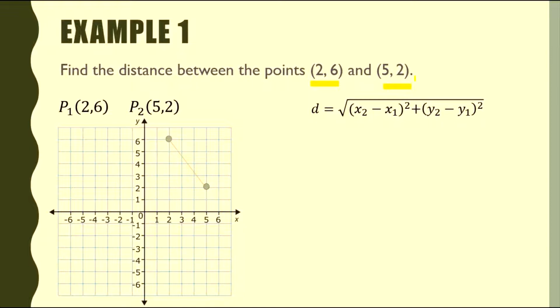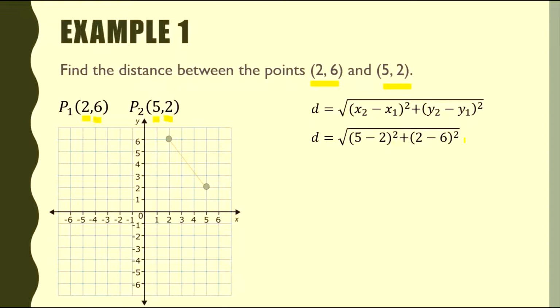Next is we identify the values for our x sub 1, which can be taken from the p sub 1, and also our y sub 1 from the same point. And on the other hand, we have our x sub 2 from the second point and y sub 2. So what we are going to do is we are going to substitute these values in the formula. So that becomes d is equal to the square root of the quantity of 5 minus 2 squared plus 2 minus 6 quantity squared.